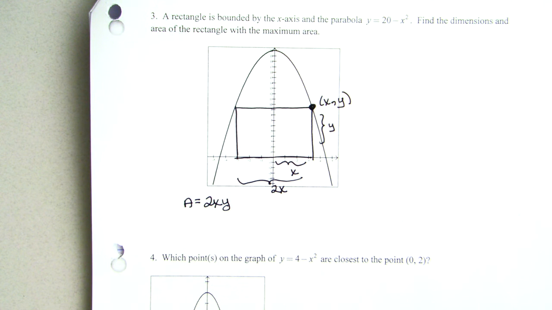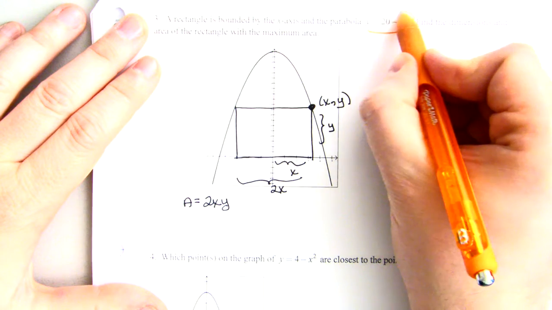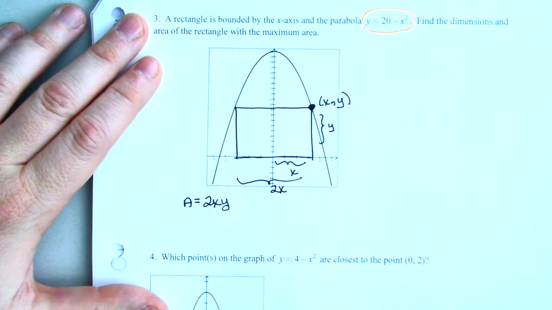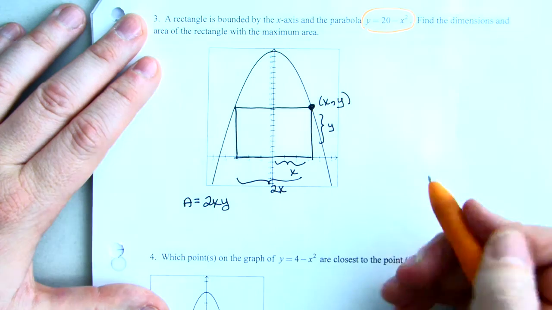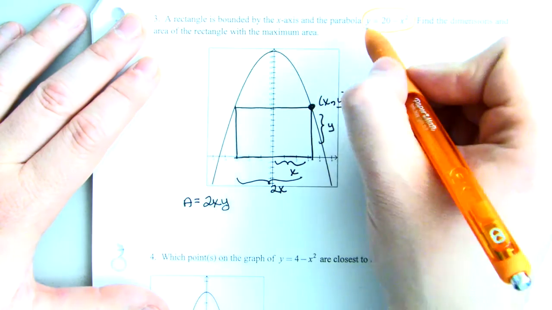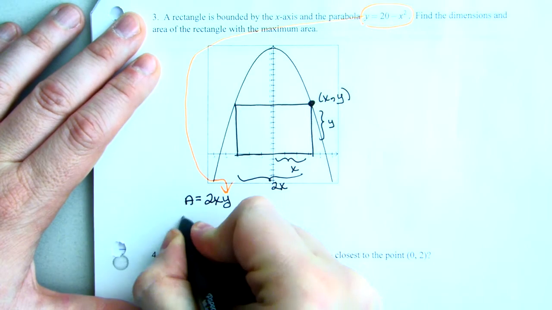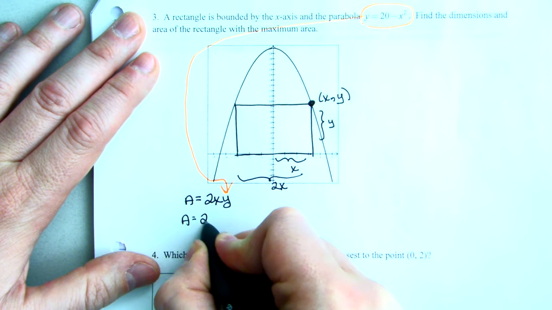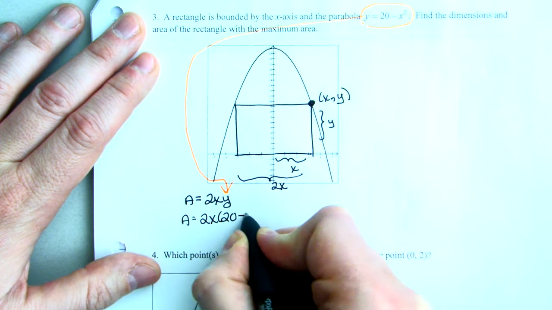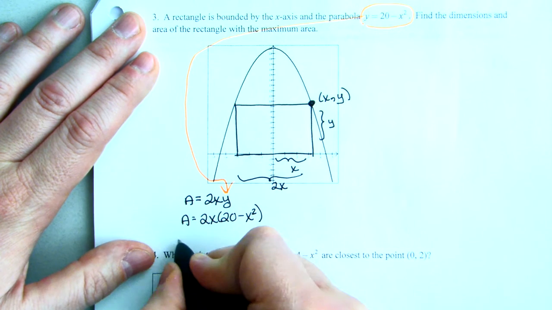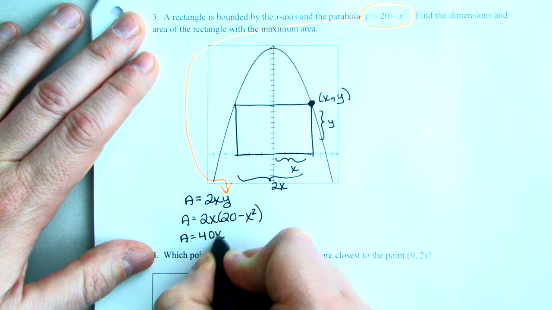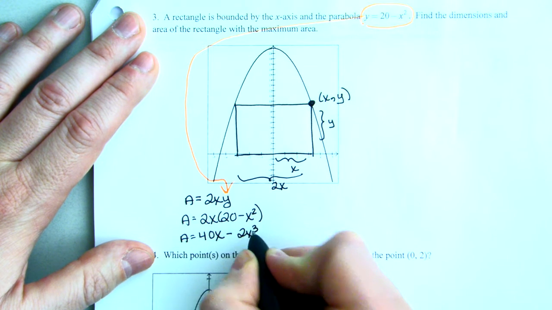I now need to get a secondary equation, some way to relate the x's and the y's. Any clue where that might come from? Oh, what do you know? We have a way to relate the x's and the y's. That formula is going to be my secondary equation. I'm going to plug that in for y. I'm going to get A equals 2x times 20 minus x squared, or A equals 40x minus 2x cubed.